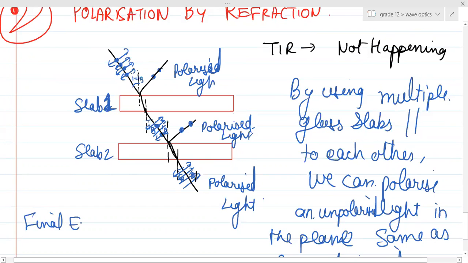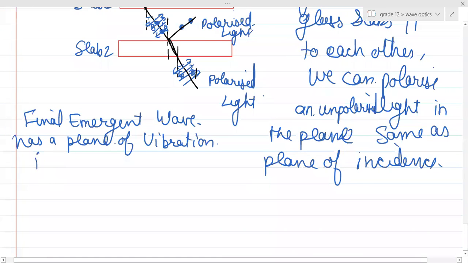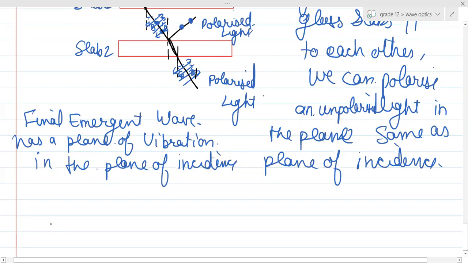Final emergent wave has a plane of vibration in the plane of incidence. Is it clear? Yes, sir. This is polarization by refraction.